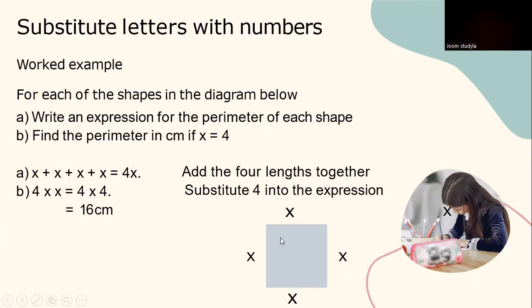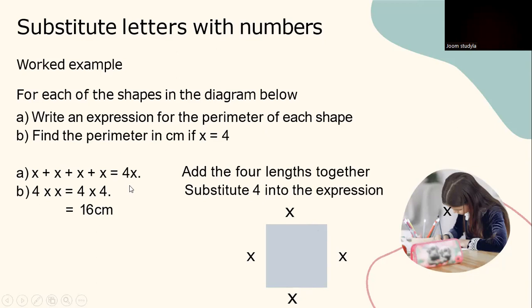So how to calculate the length, or to find the perimeter for each of these diagrams? That will be question number B. And the first one, how to get the value of the perimeter? It means that x must be added to x, added to x, added to x. So it becomes 4x.